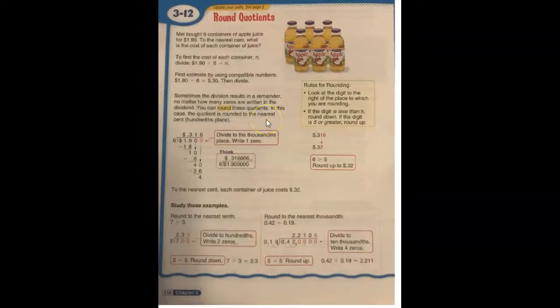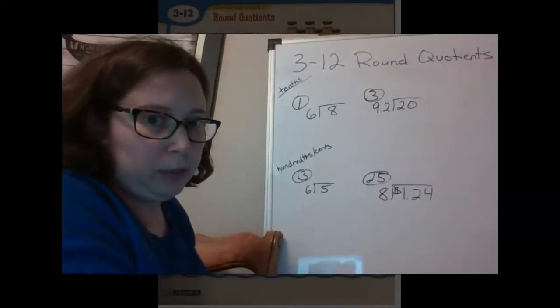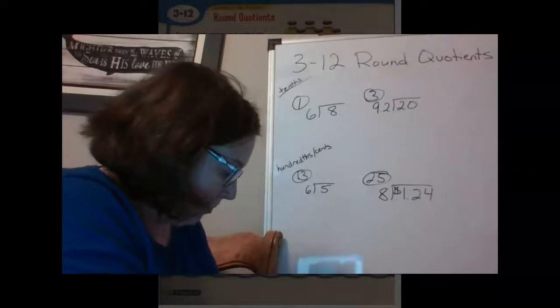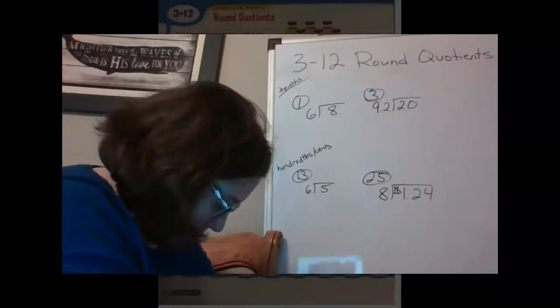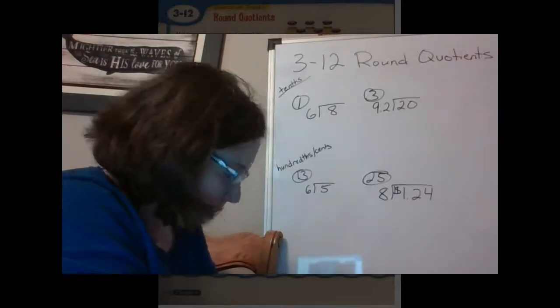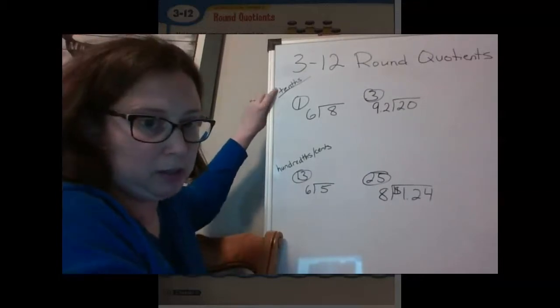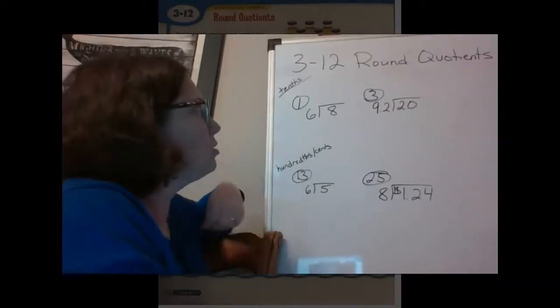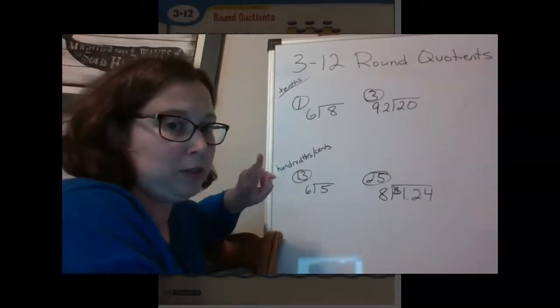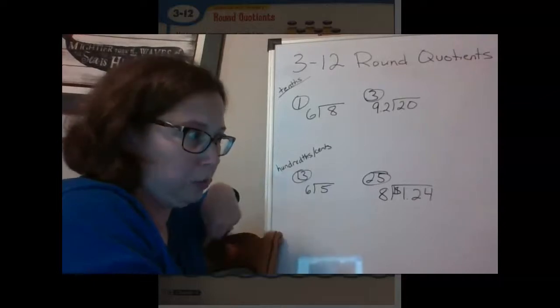I'm next going to show you some more examples of rounding quotients. Our first section on page 111, the directions say divide, round to the nearest tenth. So I wrote myself a little reminder here that I'm going to be rounding these to the nearest tenth, which means I need to divide out 2 decimal places so that I can use the second decimal place to round back to the first decimal place.